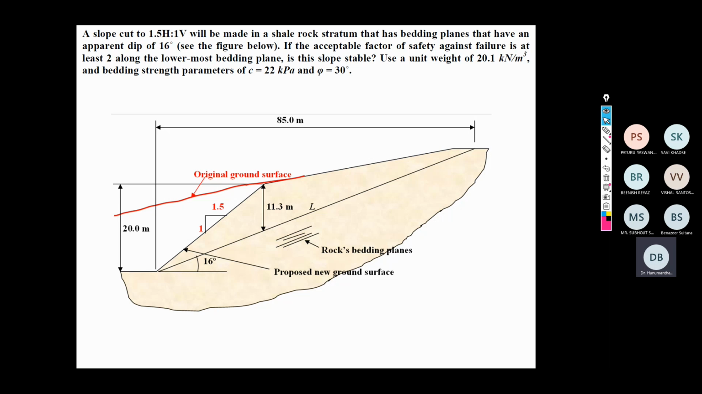A slope cut to 1.5 horizontal to 1 vertical will be made in a shale rock stratum that has bedding planes that have an apparent dip of 16 degrees. So that is shown in the figure. If the acceptable factor of safety against failure is at least 2 along the lowermost bedding plane, is this slope stable? Use a unit weight of 20.1 kilonewton per cubic meter and bedding strength parameters of c equal to 22 kilopascals and phi equal to 30 degrees.